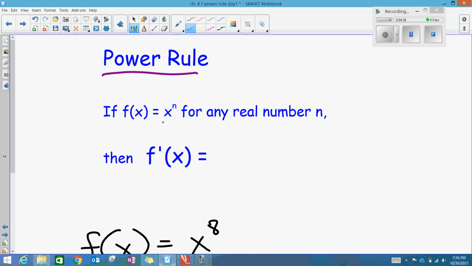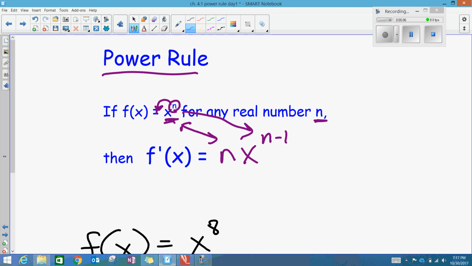So here's the rule. If f of x equals x to some power n, for any real number n, meaning that the exponent is a real number, then the derivative of f of x equals n times x to the n minus 1. So if you compare these two, we're taking that power, putting it out in front, and then subtracting 1 from that power and making it the new exponent.